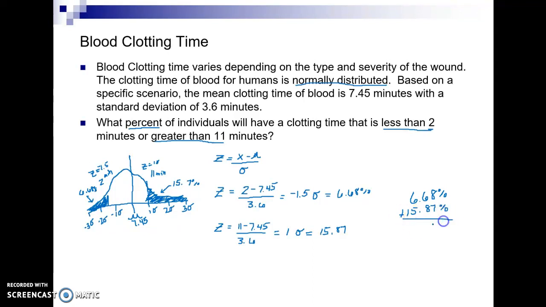Grab my calculator and do that math. And so I figure out that 22.55% of people will fall in one or the other of these two categories. So we're going to do an extended example with this scenario. And so give me a moment here as I get to that example.